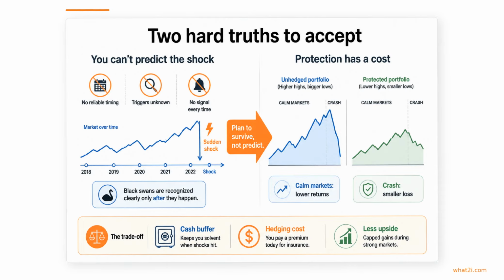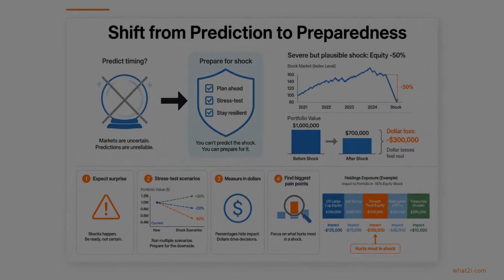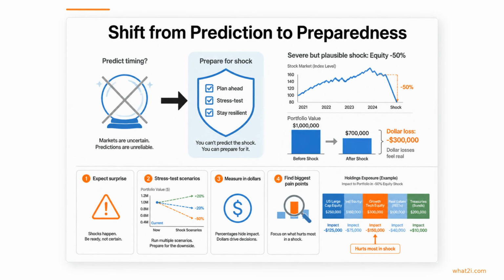The mindset shift is to stop trying to forecast precisely and start deciding what cost you are willing to pay for resilience. A practical response to black swans is to shift from prediction to preparedness. Instead of asking when the next shock will arrive, ask how your portfolio would behave if one arrived tomorrow. Stress test severe scenarios, even if they feel uncomfortable or unlikely.